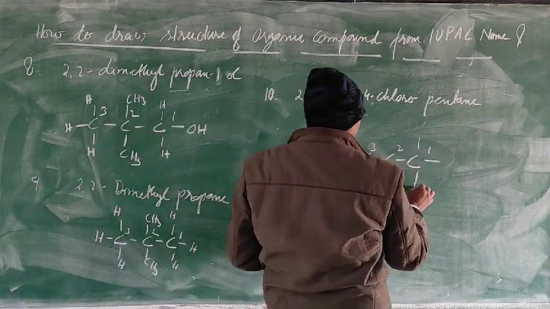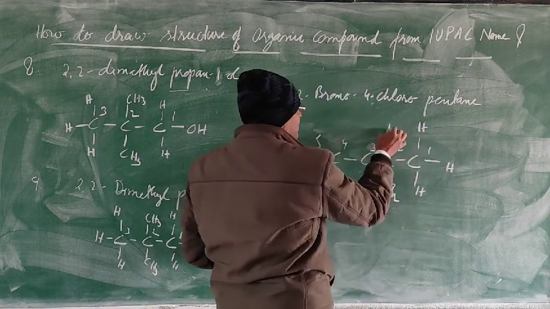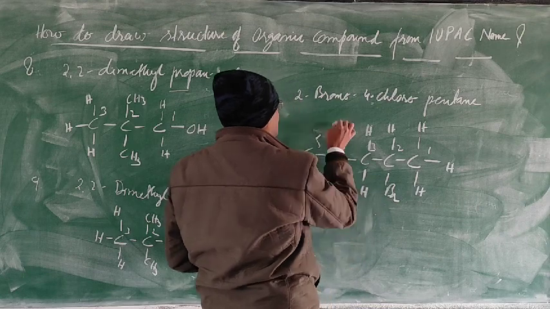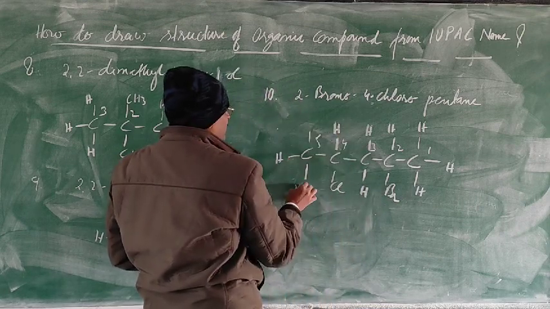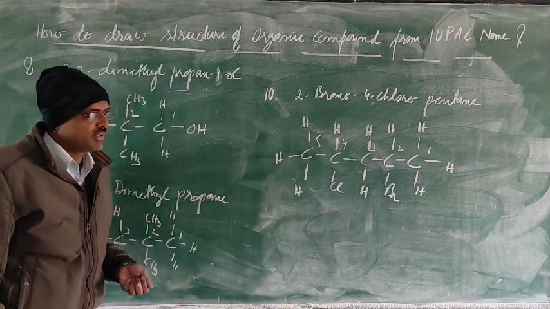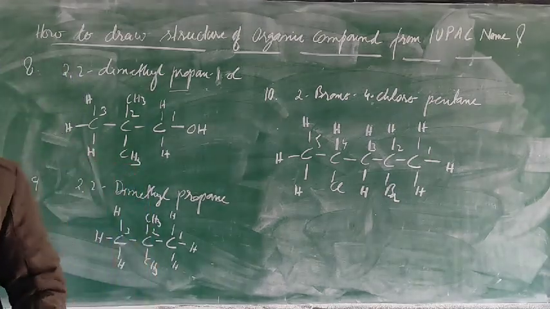Here 3 are occupied, only 1 is left. Here 2 are occupied, 2 are left. Here 3 are occupied, 1 is left. So I have already solved all the 10 problems, but for practice you can do them by yourself. Then you can check whether your answers match or not.